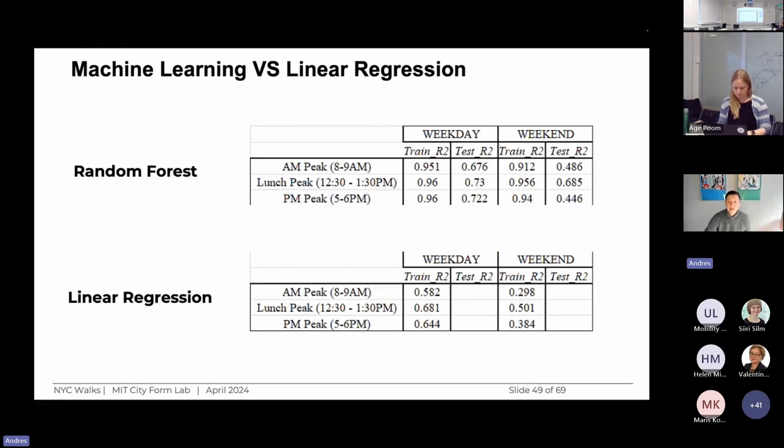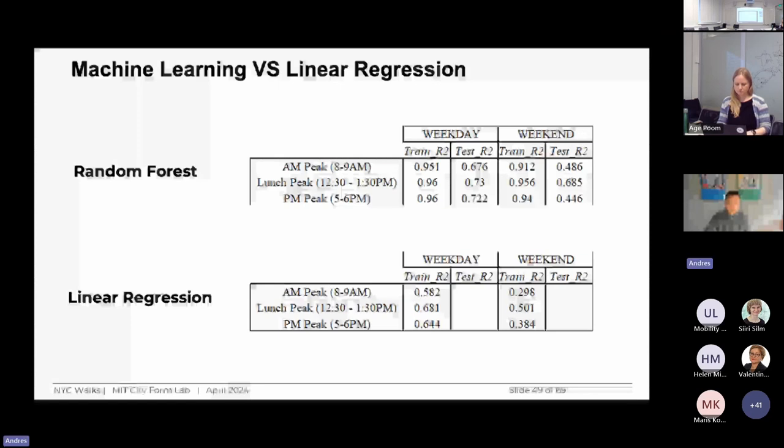Just to also compare how this compares to more traditional linear regression techniques to fit these models, the machine learning model was picked particularly because it achieves a higher accuracy. So both in training and particularly in testing on unseen samples, the machine learning model does a better job predicting accurately the pedestrian volumes on the counted segments.